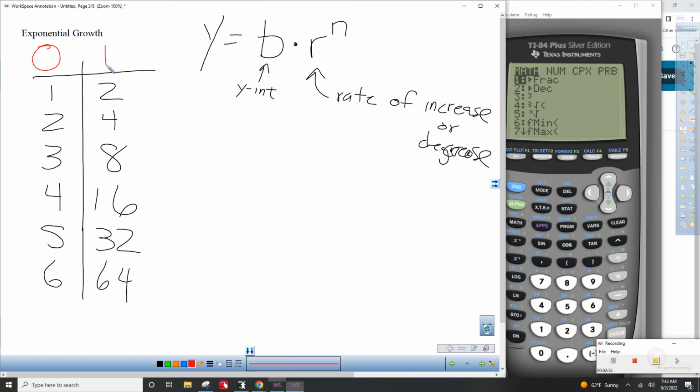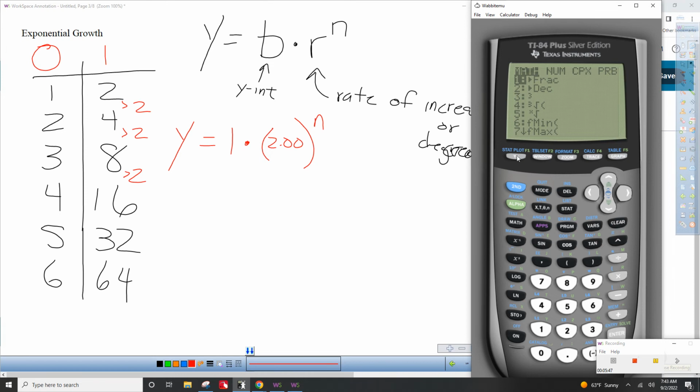So this equation would be y equals 1 times, well, it looks like we're multiplying by 2 each time. So that is our r, times 2.00, like 200%. You'll see it like that sometimes, to the n power. Now put in n. Well, here, I'll just put this in. So if I put it in my calculator, y equals 1 times 2 to the x power. Now let's look at my table. Bam! Look, it matches up perfectly.